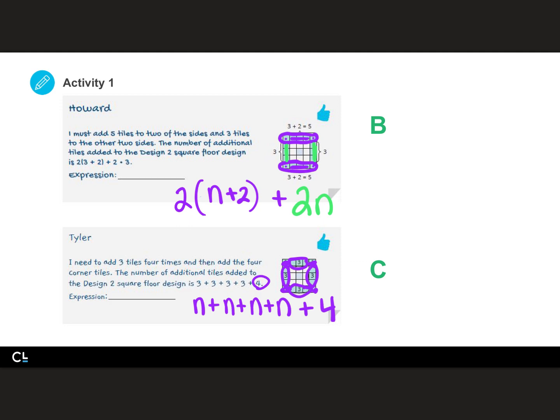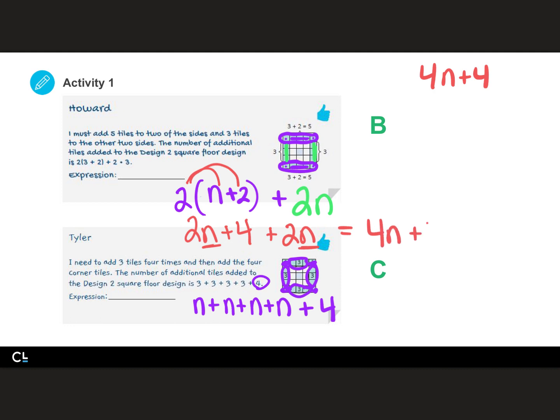Now if we compare these two to the one that Wilma had, 4n plus 4. If we use the distributive property to multiply, 2 times n is 2n, and 2 times 2 is 4. We'll bring down that plus 2n, and we have some like terms because we have n to the power of 1. 2n plus 2n is 4n, and then that plus 4. You can see it is equivalent to Wilma's. Same thing with Tyler's. If we combine the like terms here, there are 1, 2, 3, 4 n, and then your plus 4. So all of them are equivalent.